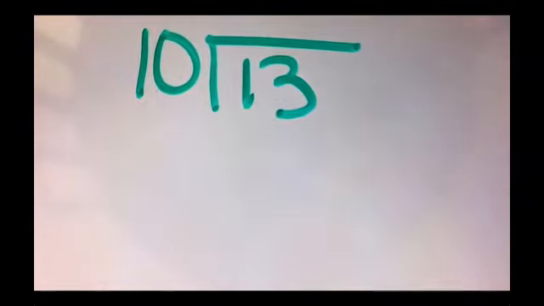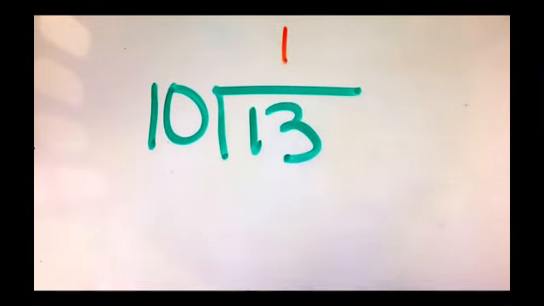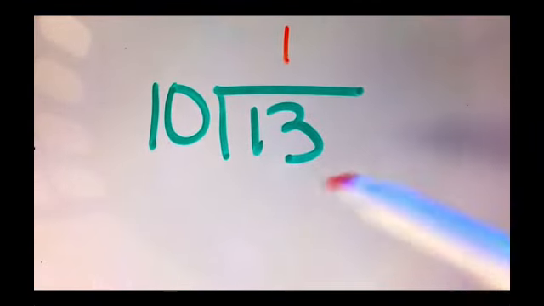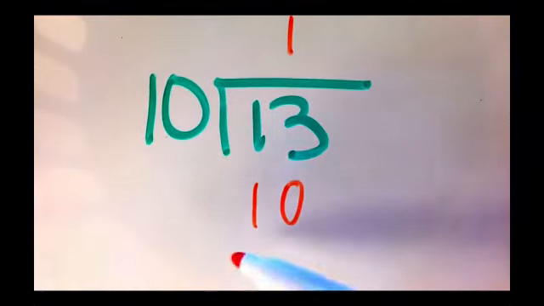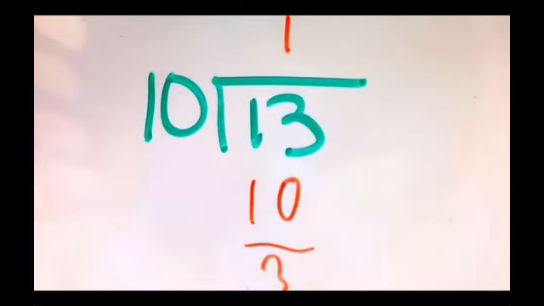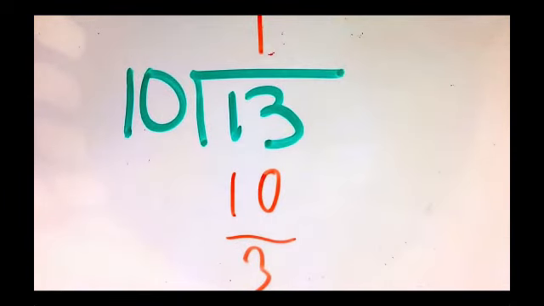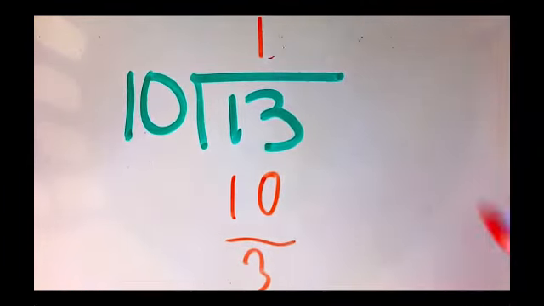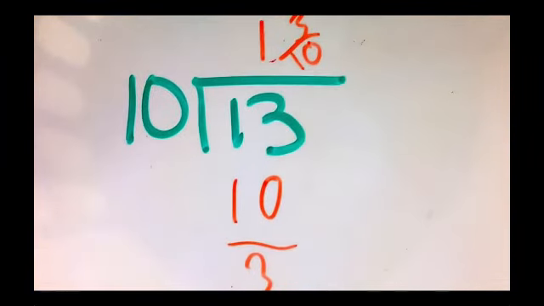10 goes in the 13 one time, and then 10 times 1 is 10, so then under the 13. Then 13 minus 10 is 3. There you go. 3 is your remainder, and the 3 goes on top of the original 10, so 3 over 10. Your answer is 1 3/10.